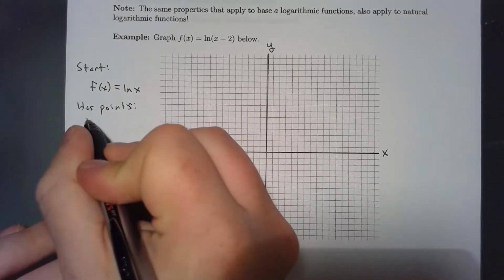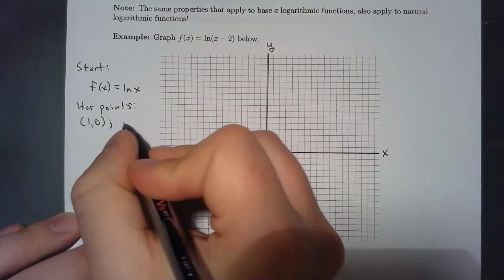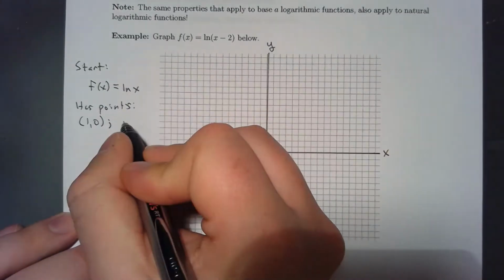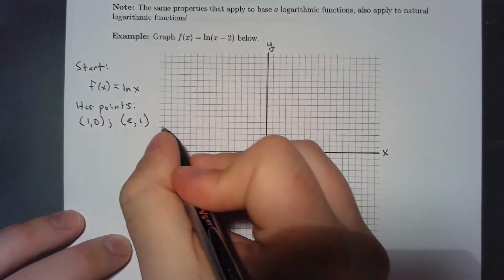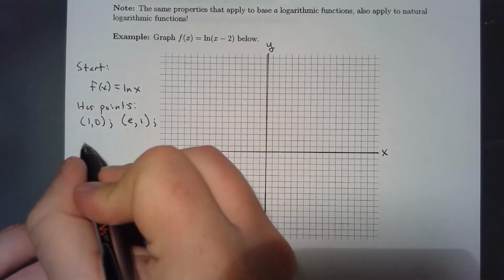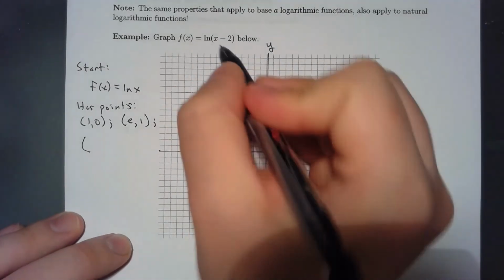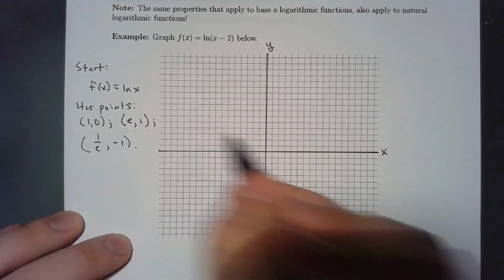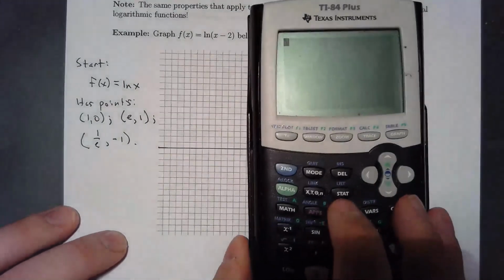This has the points (1, 0) and (a, 1). Since I'm working with the natural logarithm, the base here is e, so the point is (e, 1). And the point (1/a, -1), where the base is e because it's the natural logarithm, will be (1/e, -1). If you wanted to approximate what those values are, just type e into your calculator.